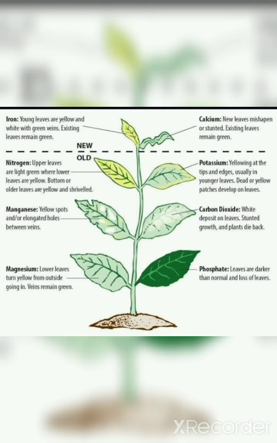So the deficiency of nitrogen in the plant results in stunted crop growth, chlorosis or yellowing of leaves, and weakness during fruiting and flowering, leading to lower yields.